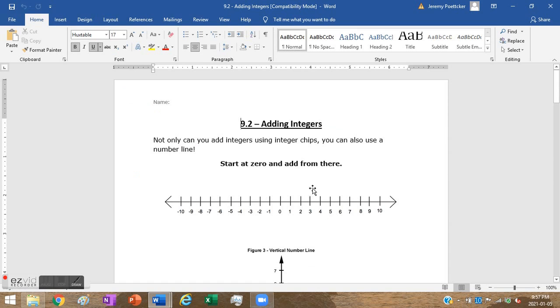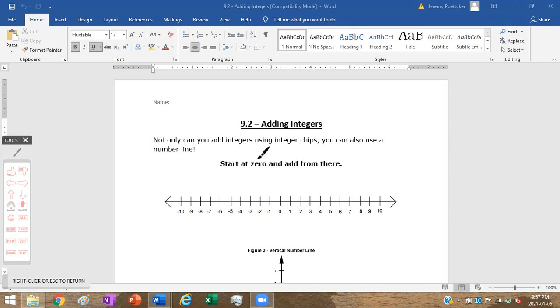All right, so adding integers. We can add integers using integer chips, which we've already talked about. We can also use a number line. And there's really one big rule when you're using a number line. Start at 0, add from there.